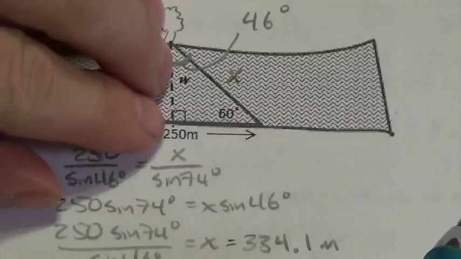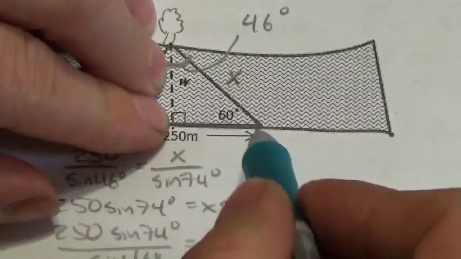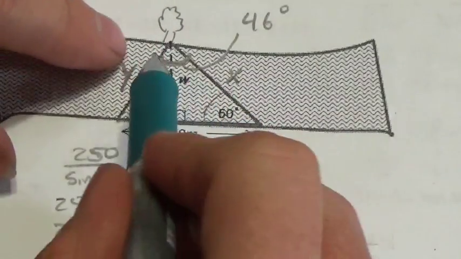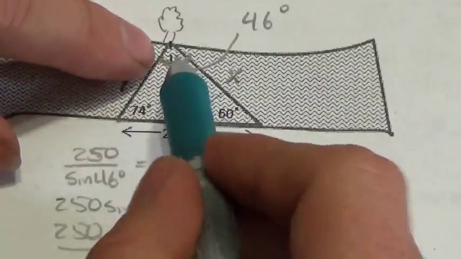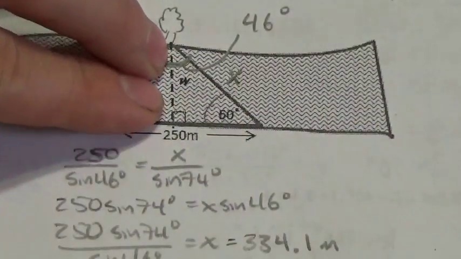So what I'm going to do is ignore this and just look at the right angle triangle that I've got. I know that this angle here is 60. I don't know what this angle is up here. The whole angle was 46, but I don't know what that other angle is. I could figure it out, but I know this angle is 60 without doing any work here.